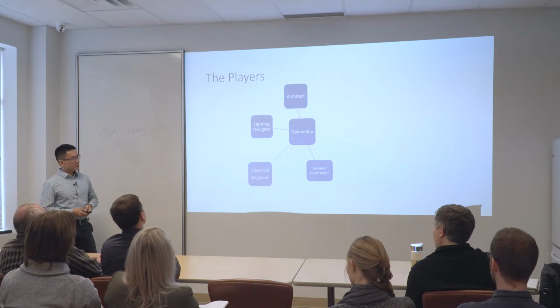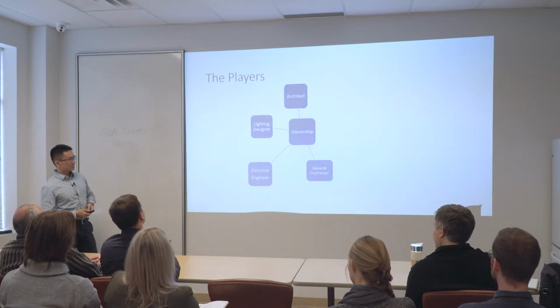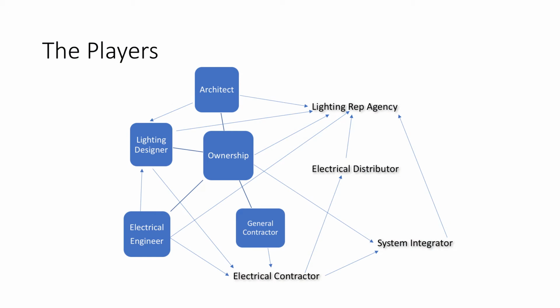Okay, so some notes about the players. This is a generalized diagram. Of course, it varies from project to project. Typically, you have ownership, who has the money, who ends up paying for everything, and they typically own the building. Ownership hires architects. Ownership might hire lighting designers, or the architect might hire a lighting designer. There are electrical engineers involved, and there are general contractors involved.